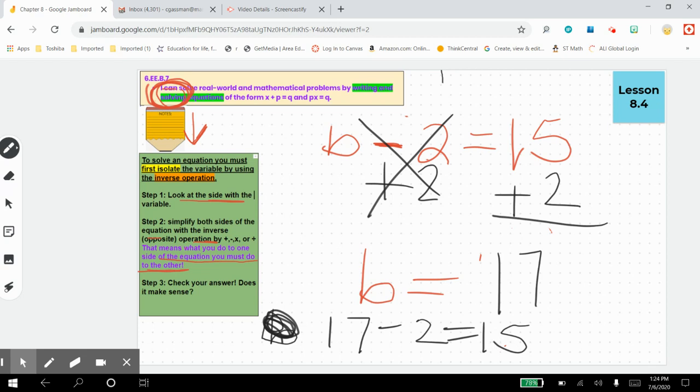All right, boys and girls, thank you for joining me today. Today we solved equations involving addition and subtraction. Happy math.